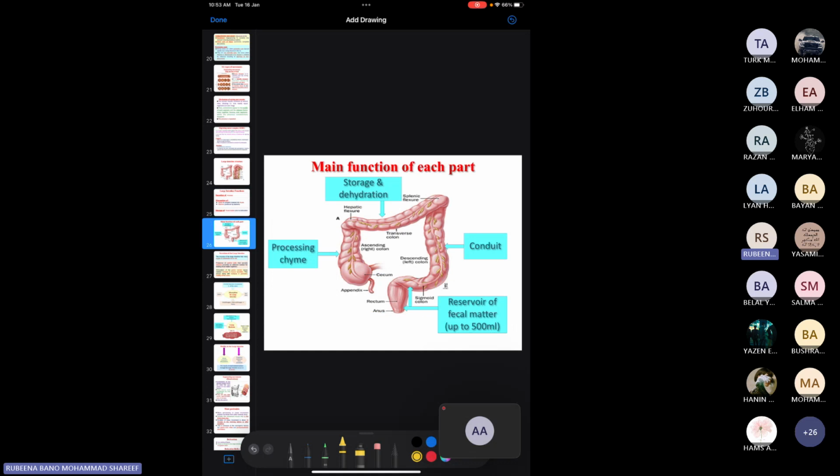Main function of each part of the colon: the cecum and ascending part process the chyme, and the transverse colon is mainly for storage and dehydration, meaning water absorption takes place, so the undigested food, which is the feces, becomes thicker and hard. And then this part is for passage of fecal matter, and here the rectum is the reservoir of fecal matter up to 500 ml. But normally the rectum is empty all the time. The feces enter when there is mass movement and you are going to defecate.